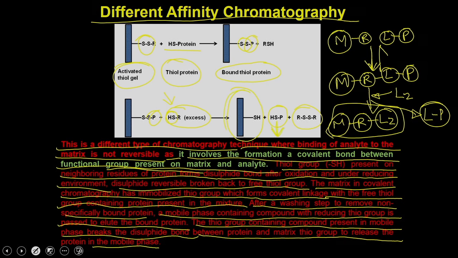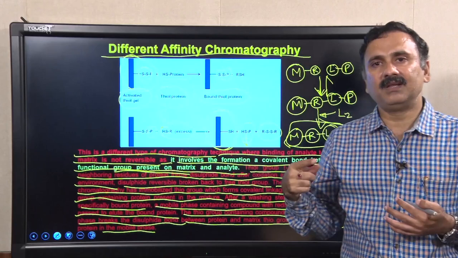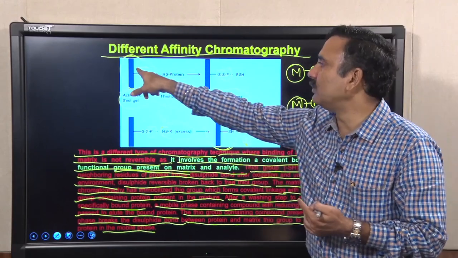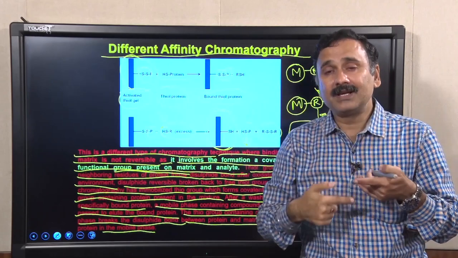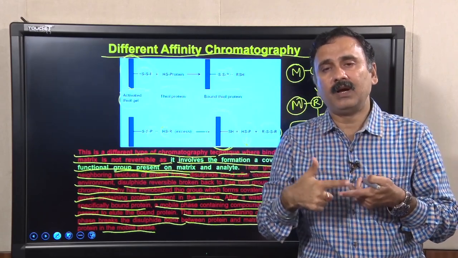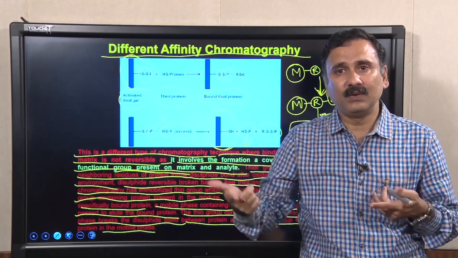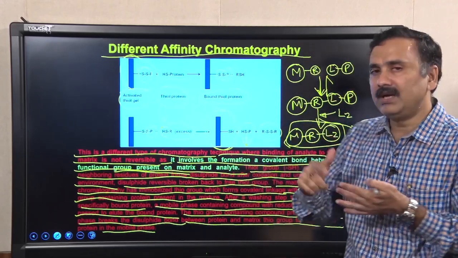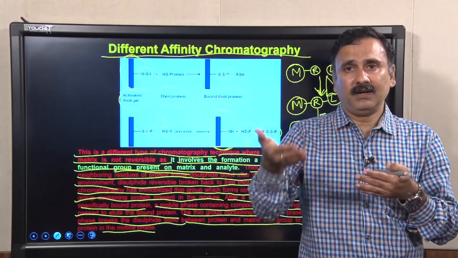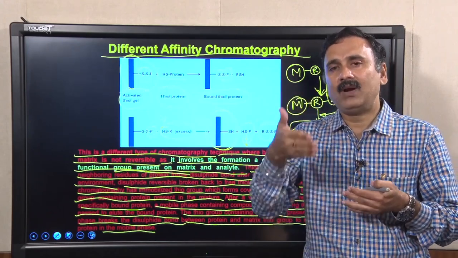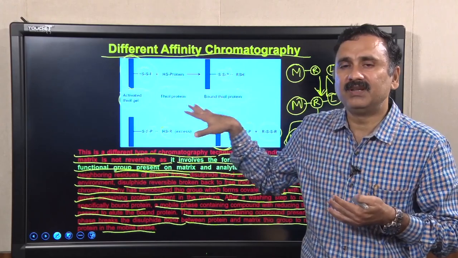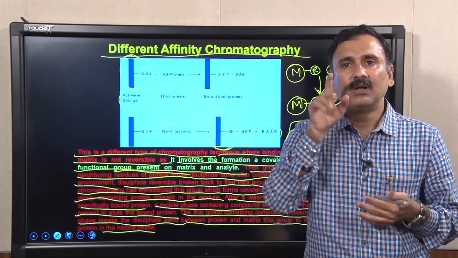But what happens at the end is that you are going to lose the matrix, because this matrix is not the same as it was in the beginning. You are not regenerating the thiol group, the matrix you started with. So that's how this is an irreversible reaction, and that's why it is called covalent chromatography, where you can use this matrix only one time.